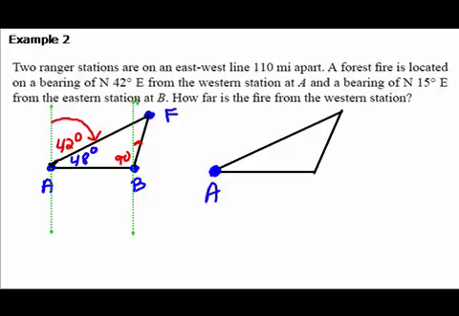I'm going to redraw this triangle with what we know. Here we have point A. Here we have point B. Here we have point F. We know that this is 48. This has now been confirmed to be 105.